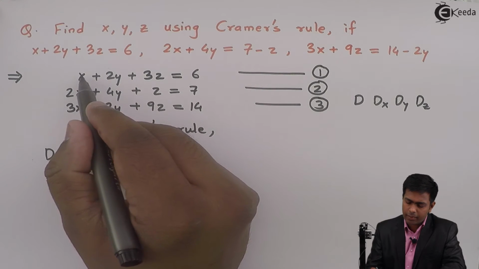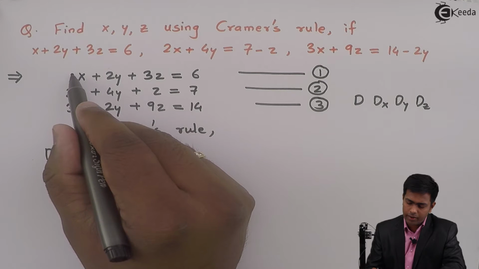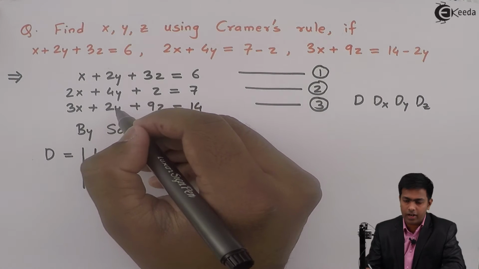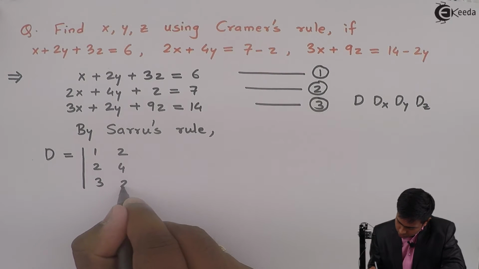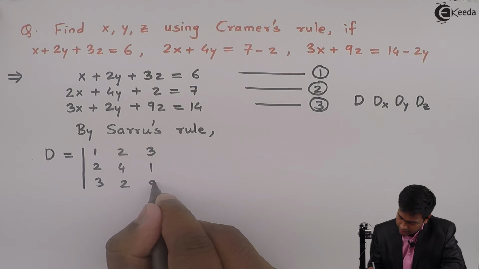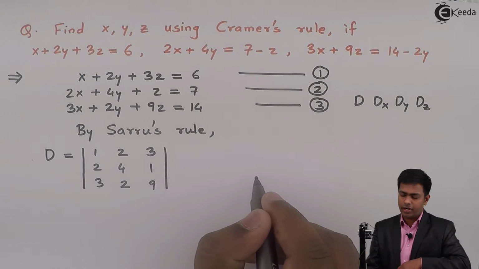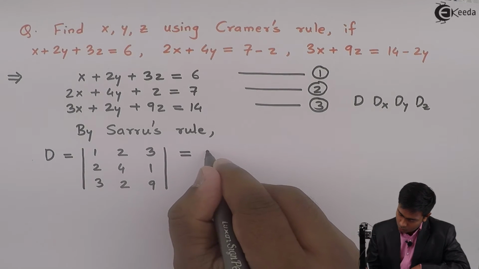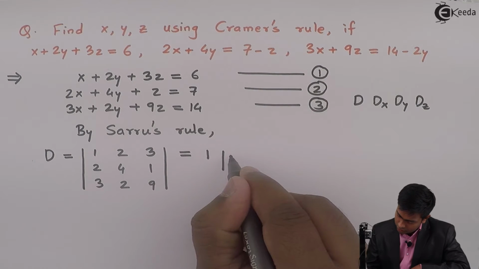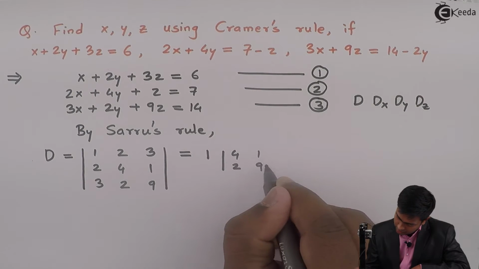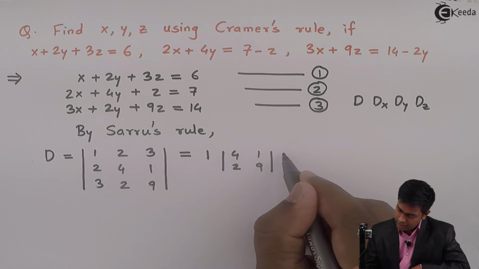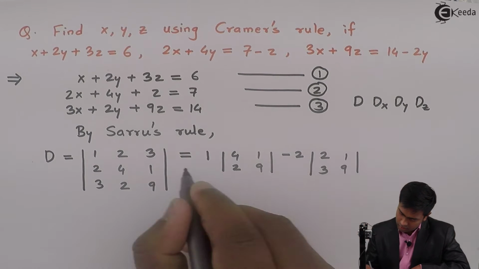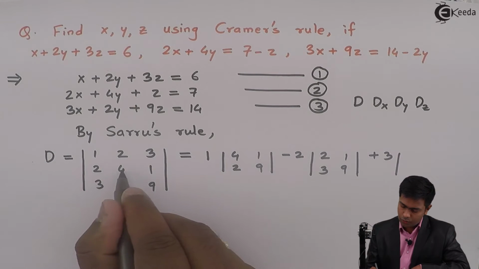So here the first variable is x and the coefficients of x are 1, 2 and 3. So 1, 2, 3. The coefficients of y are 2, 4, 2 and of z are 3, 1 and 9. So we will find the determinant of this matrix to get the value of d. So here it will be 1 into the determinant of 4, 2, 1, 9, then minus 2 and 2, 3, 1, 9, plus 3, 2, 4, 3, 2.